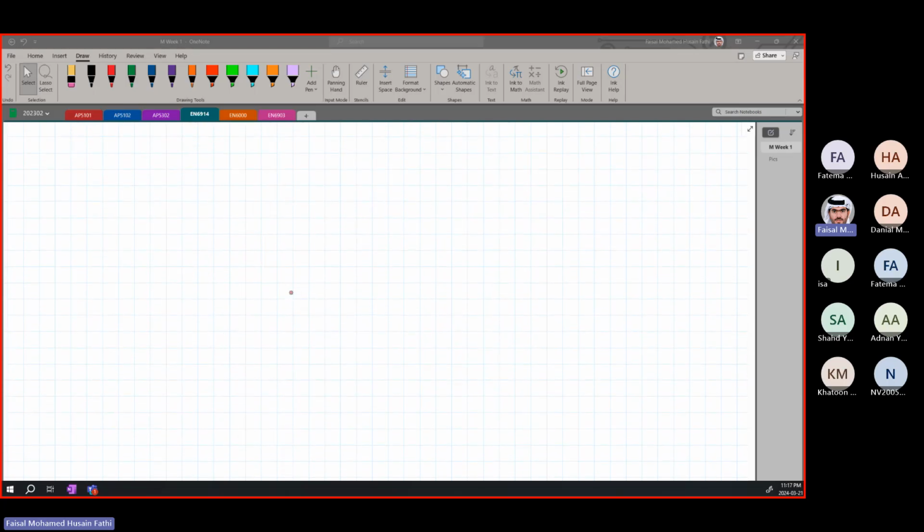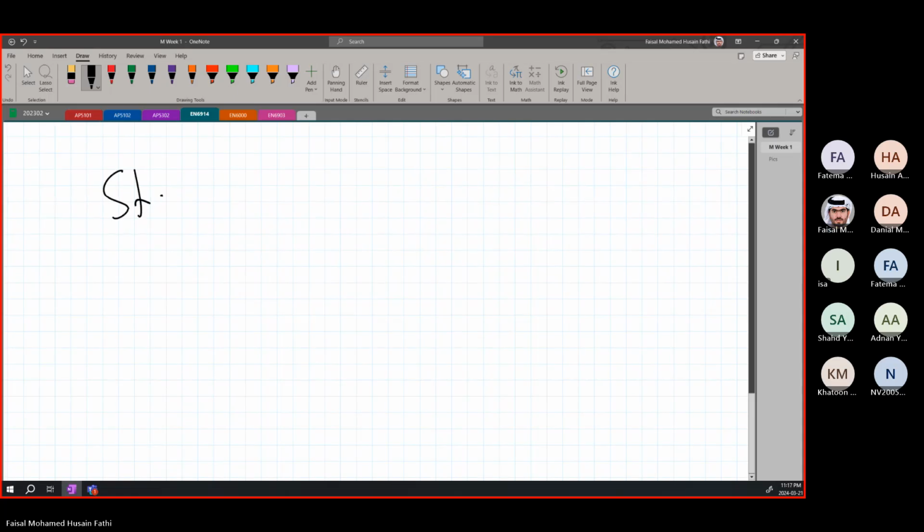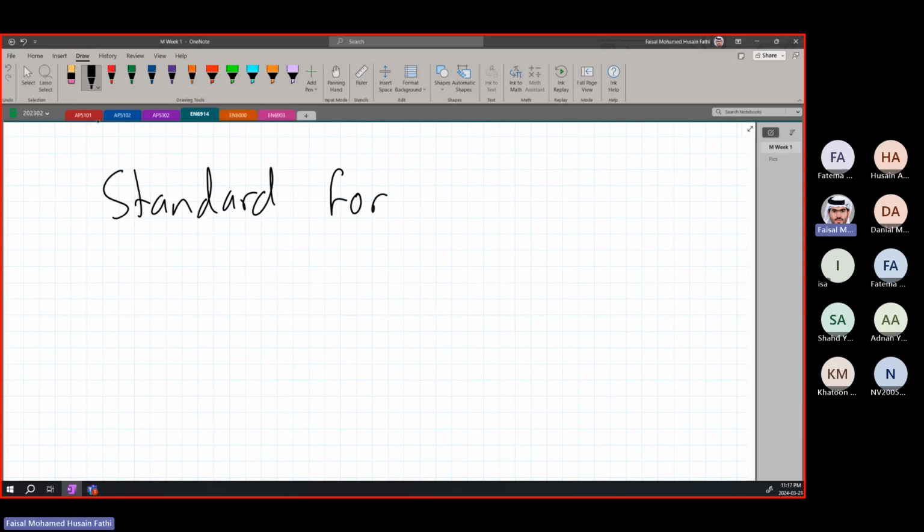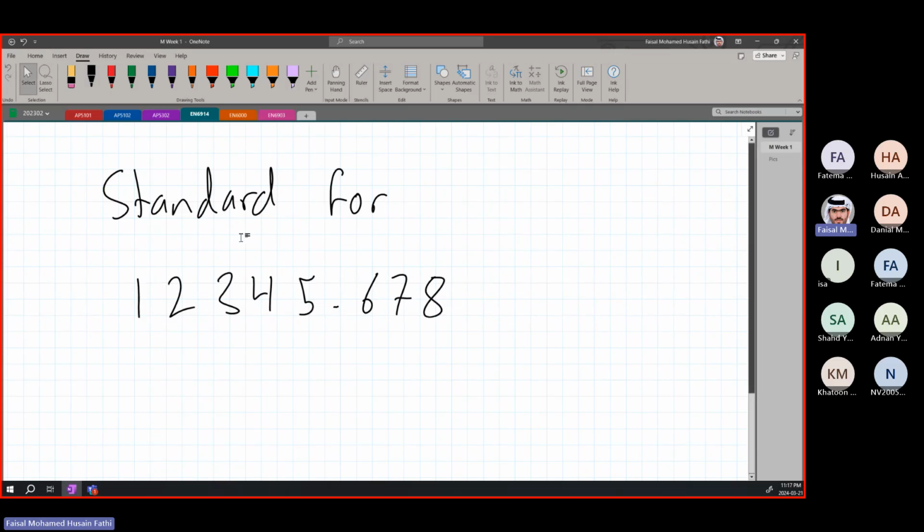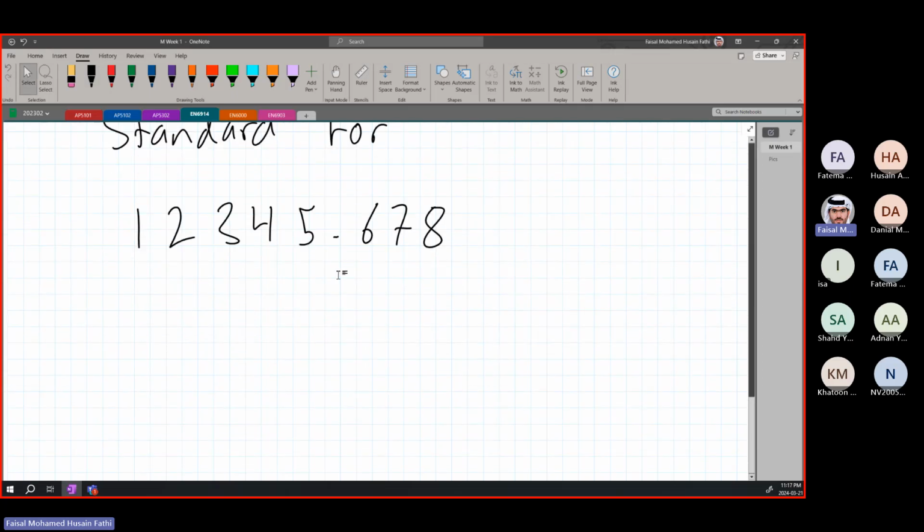Another thing I want to cover very quickly, in case it is in the exam, is standard form. Standard form, what does that mean? Let's say we have the number 12,345.678, for example. This is called the normal form.